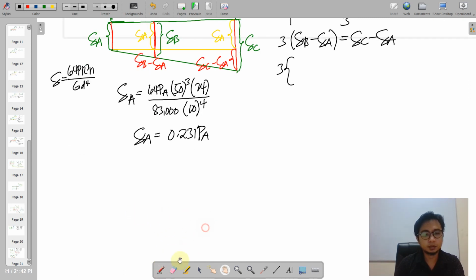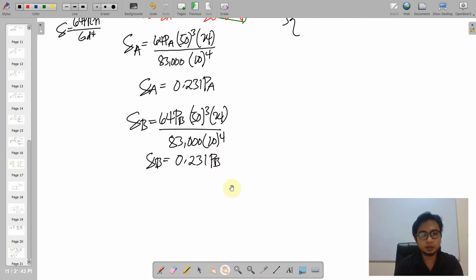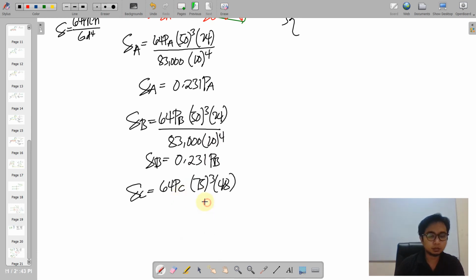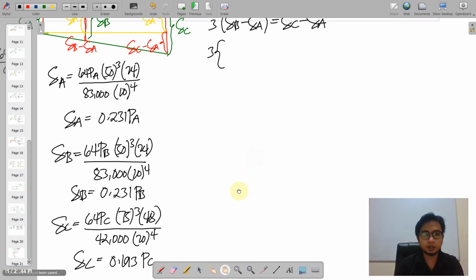0.231 PA. Applying the same to delta B, we have 64 PB. Then copy all the remaining properties, so we come up with delta B also equal to 0.231 PB. Finally, for delta C, we have 64 PC times mean radius of 75, 48 turns, 42,000 modulus of rigidity, and 20 millimeter wire diameter. Therefore, delta C is equal to 0.193 PC. So these are the values we need to incorporate here.